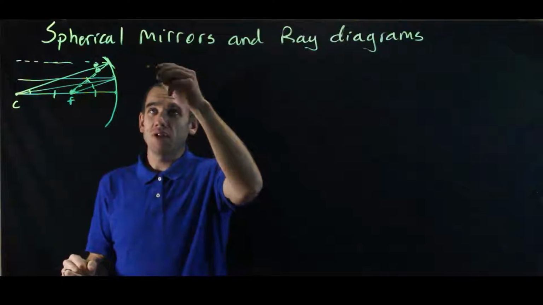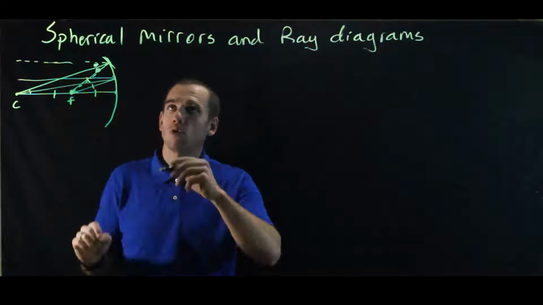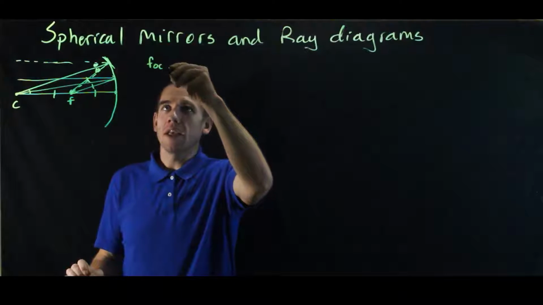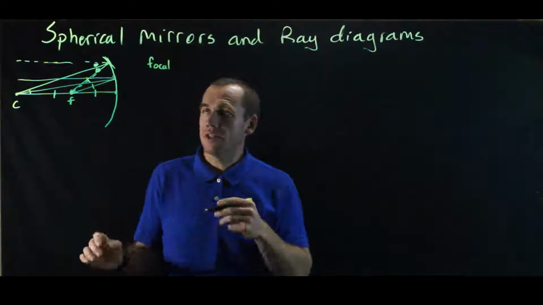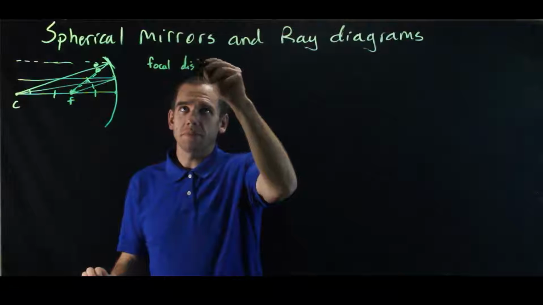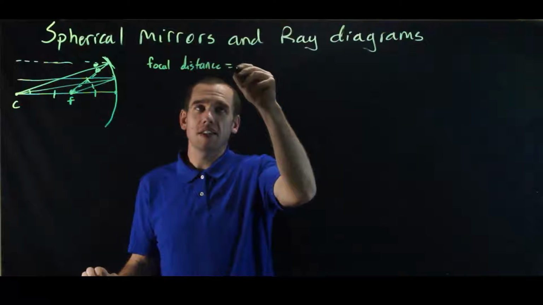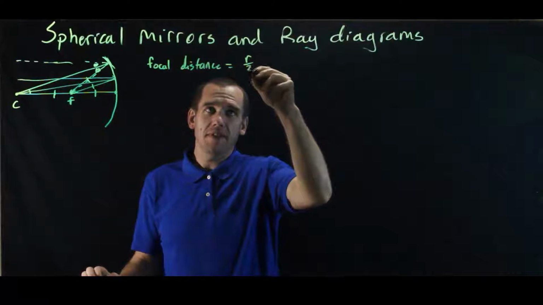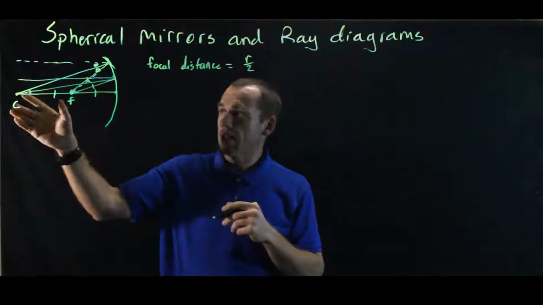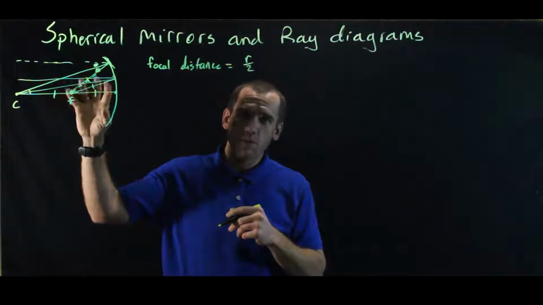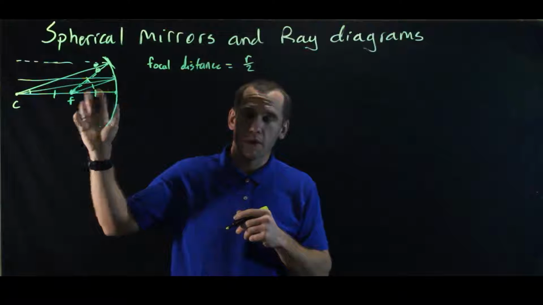And so what we've just looked at is where these rays focus or come to a point. We call that the focal point, and we have the focal distance. So the focal distance is equal to the radius divided by 2, or half the radius. So we take the whole radius of curvature divided by 2. That's where the light rays will focus for a spherical mirror.